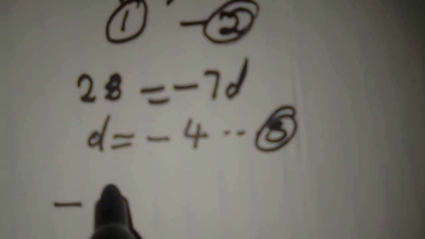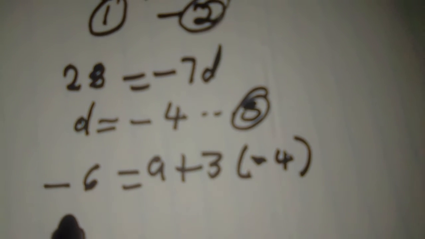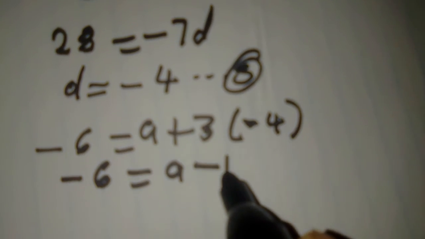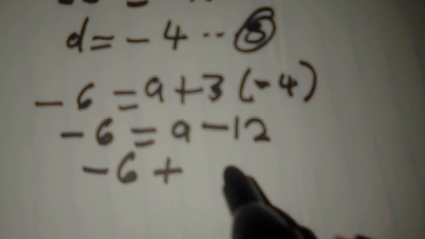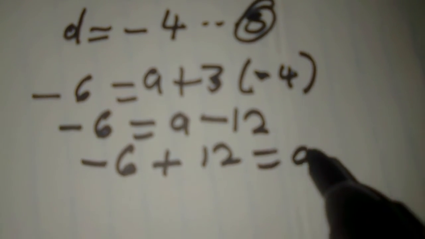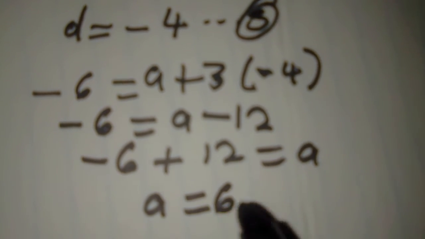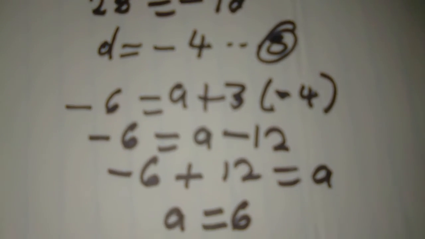So you choose -6 equals A plus 3d, where there is d, put -4. So -6 is equal to A plus 3 times -4, that is -12. Let's make A the subject of the formula. We transpose -12 to the other side. So this will be -6 plus 12 equals A. -6 plus 12 is the same as 12 minus 6, which is 6. So that means A is equal to 6 and d is equal to -4.